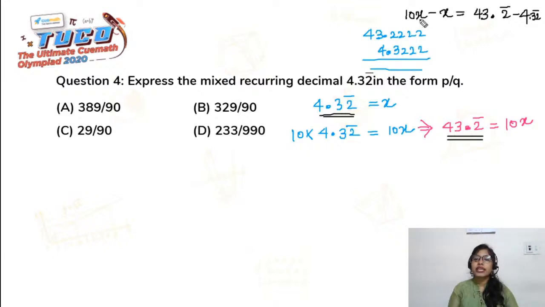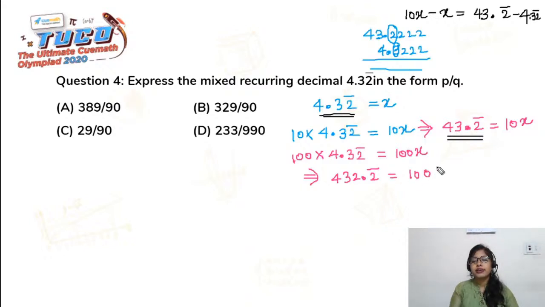So basically subtracting 10x and x is not helping me out because here you have a 3 and here you have a 2, which does not cancel out to 0. So what do we do in this case? Let's multiply this by 100 as well. So 100 times 4.32 bar is equal to 100x. Now what's this going to result in? So 4.32 bar, 2 places shift. This is going to give me 432.2 bar is equal to 100x, correct?